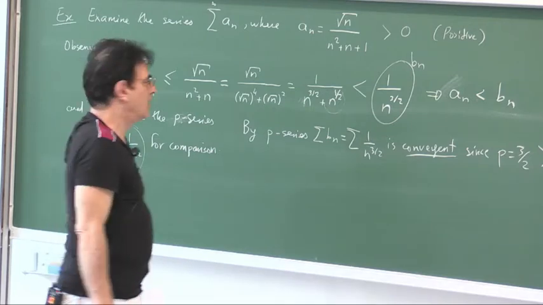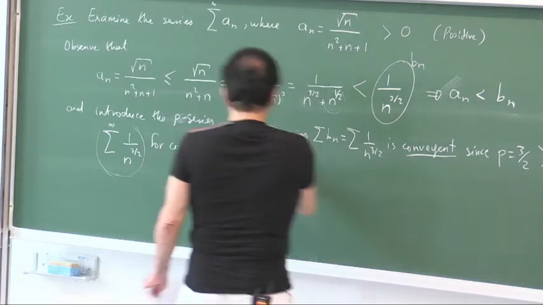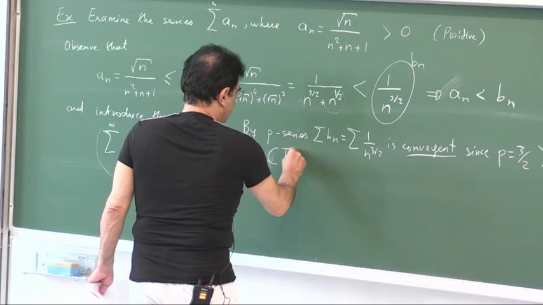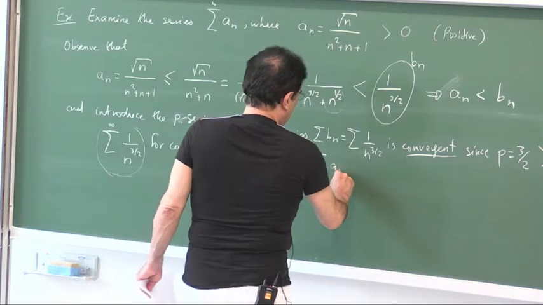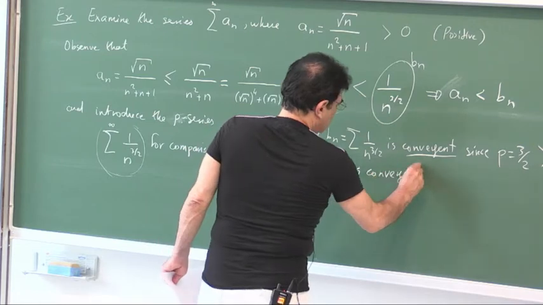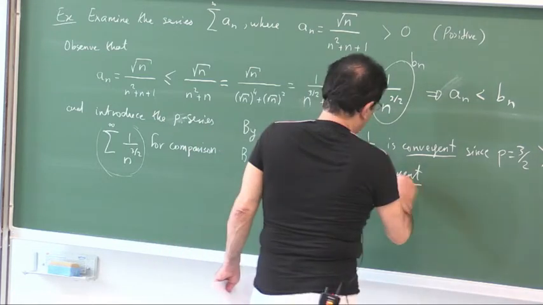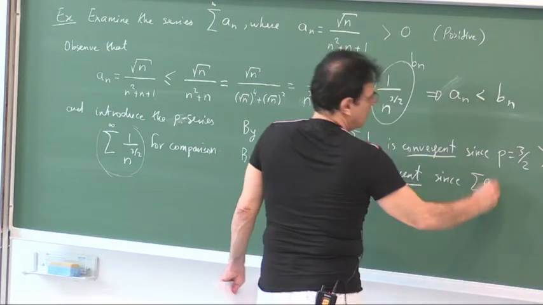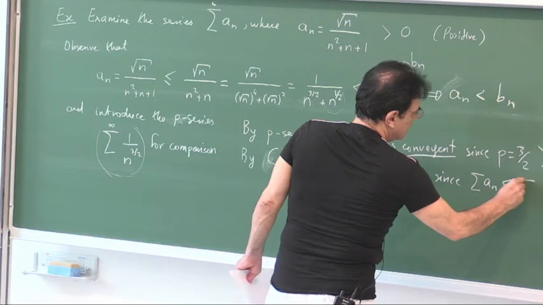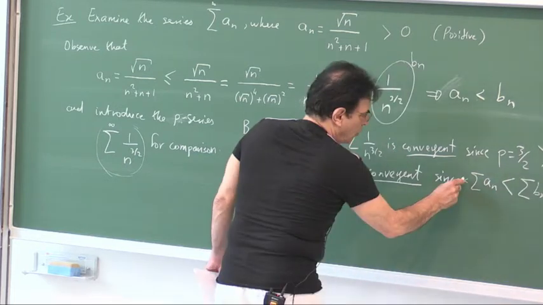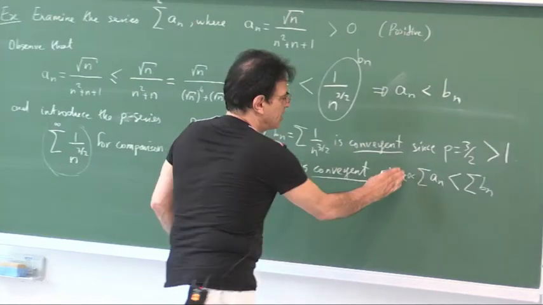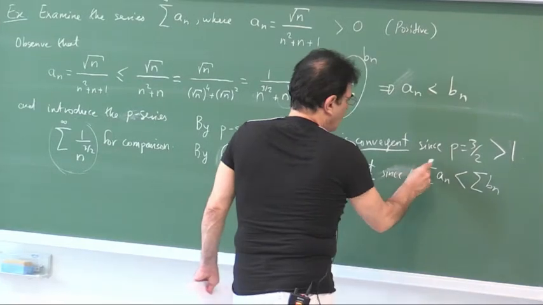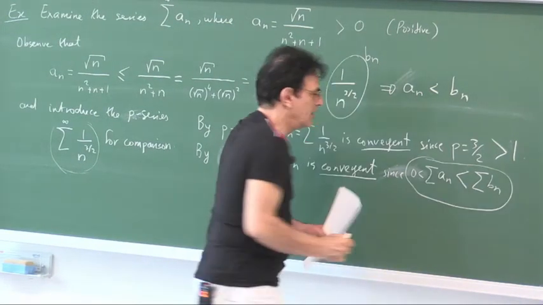And so then, by the comparison test, sigma An is also convergent, since sigma An is smaller than sigma Bn. Of course, you should think that this is larger than 0. Why is this 0 important? Do you think about that?